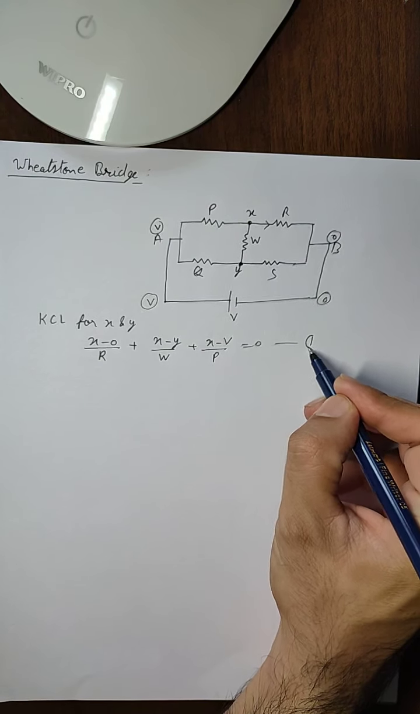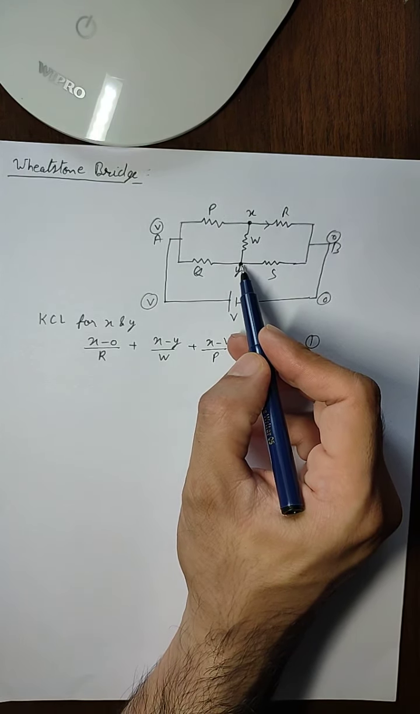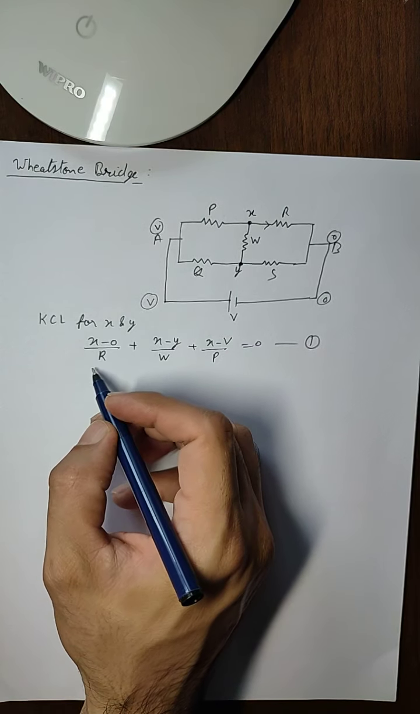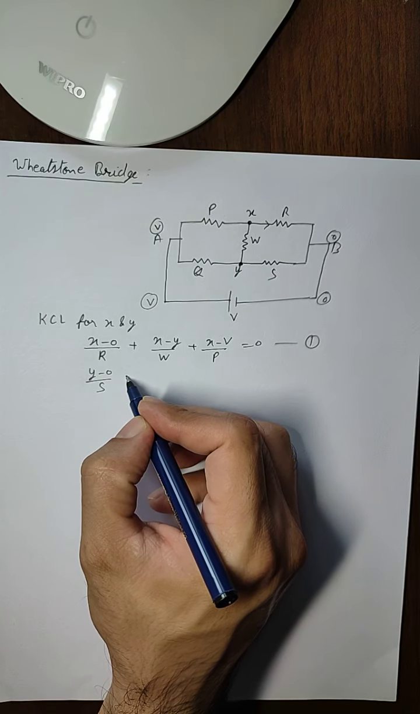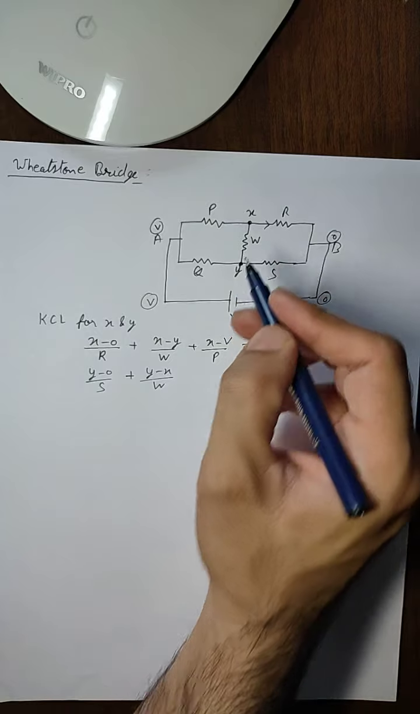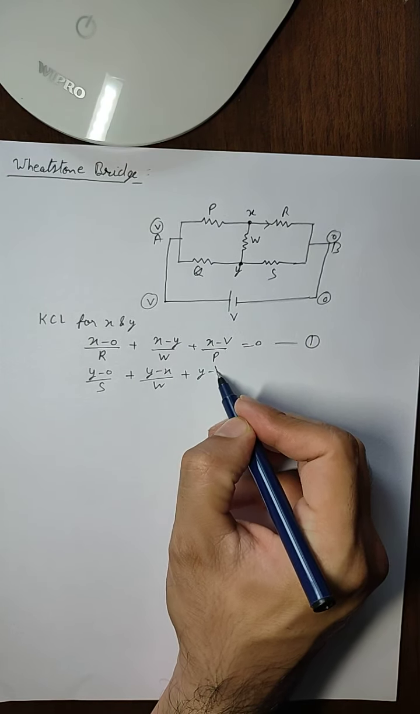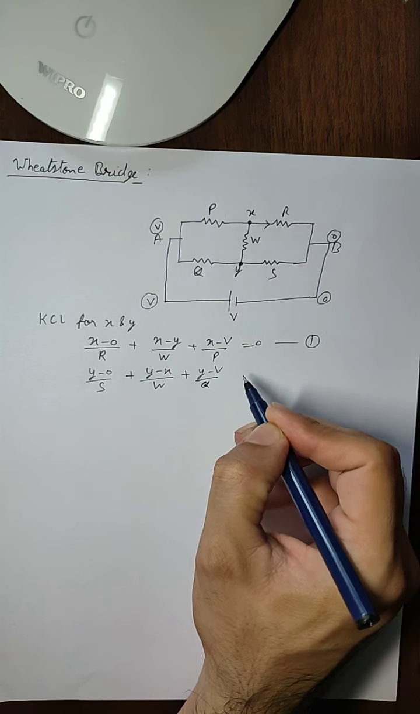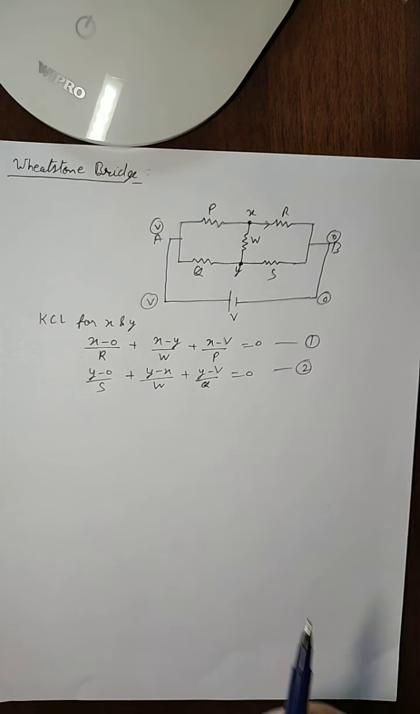This will be our first equation, and similarly we can write the equation for Y. Again the current will be in outward direction from Y, so it will be Y minus 0 upon S plus Y minus X upon W in this branch, and for this branch it will be Y minus V upon Q, and this should be equal to 0. So this will be our second equation.